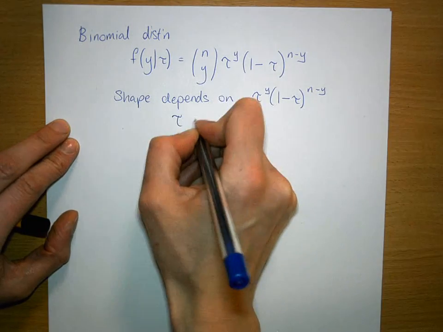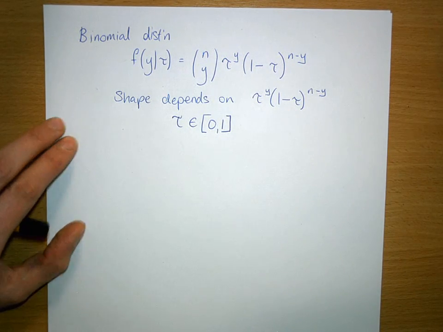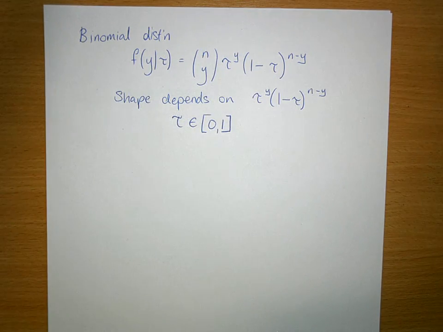And furthermore, tau is an element of [0, 1]. Sorry, is in that interval. Note the use of square brackets as opposed to round brackets. Remember, in maths, all your brackets mean certain things, so use them quite carefully.